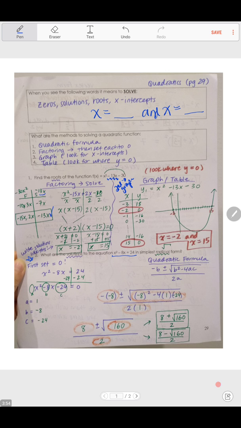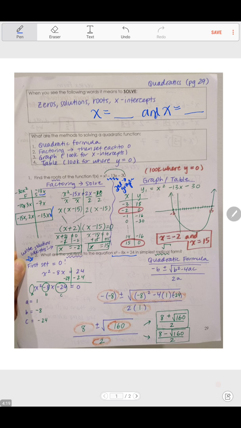The next step in the quadratic formula is to find a, b, and c. A is the number in front of x squared. So in this case, it's not there, it's 1. B is negative 8, c is negative 24. Make sure that these are accurate, because if any of these misses a negative sign or has the wrong sign or is the wrong number, that will completely throw off your quadratic formula solutions here.